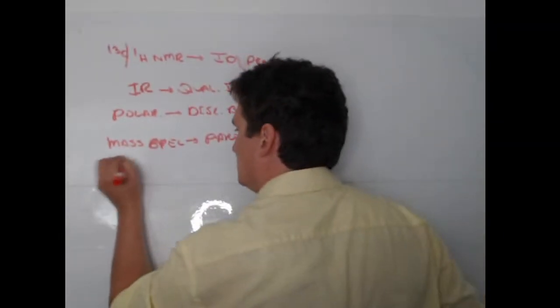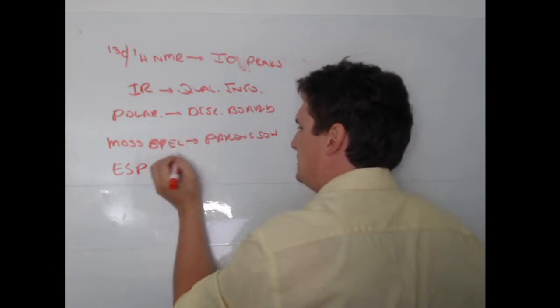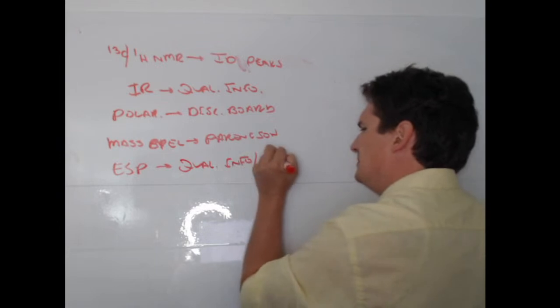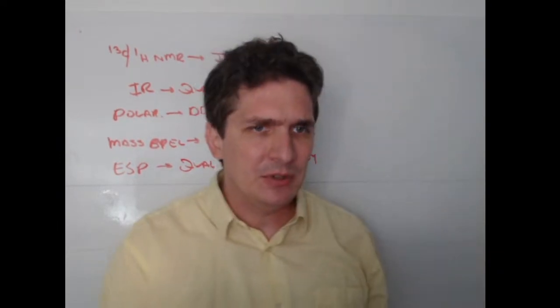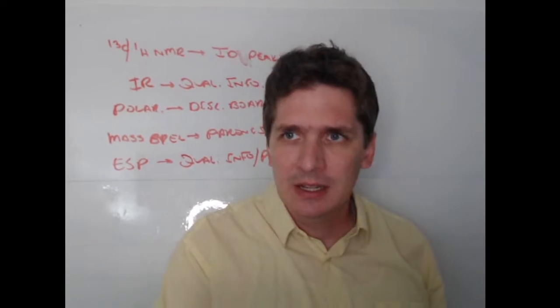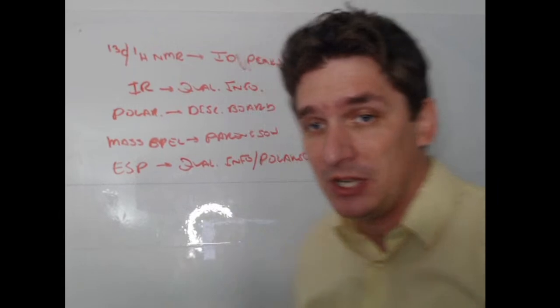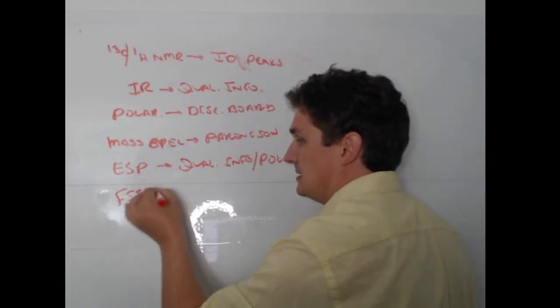Let's see, what other techniques are on there? ESP. Again, kind of qualitative information and polarity. Can you identify the polar power of a molecule? How would you identify the polar power of a molecule? And actually with this course, the way we set it up, we consider the Fisher projections and the Newman projections part of these techniques.